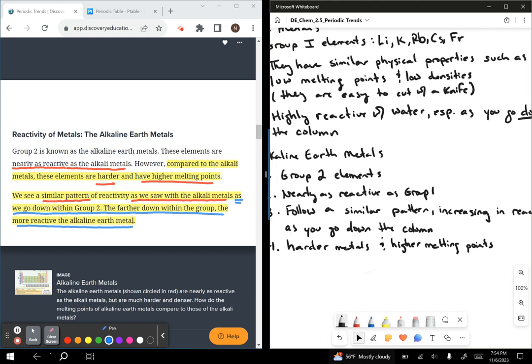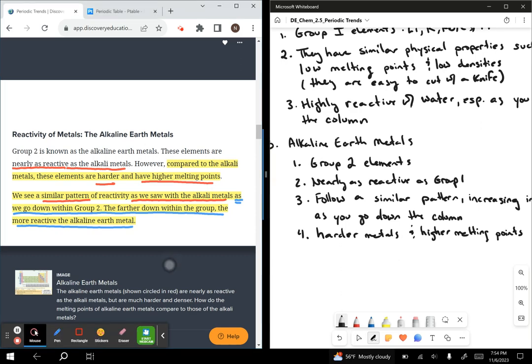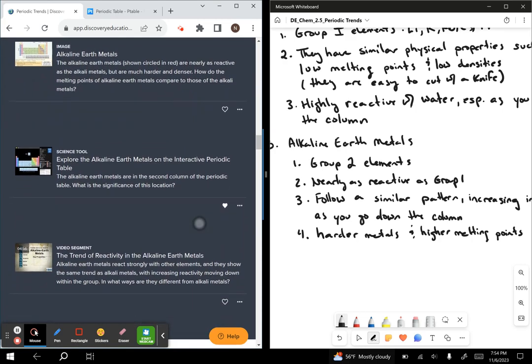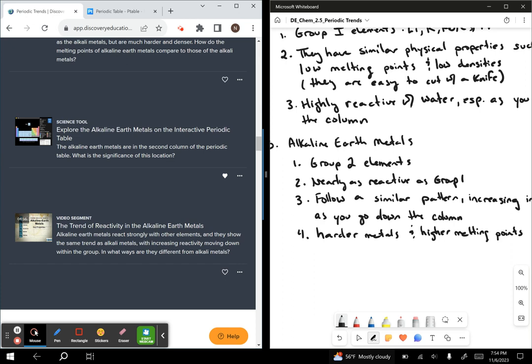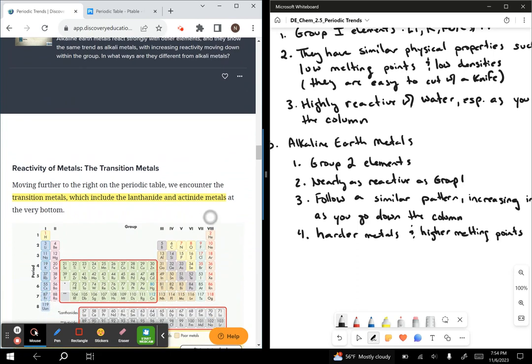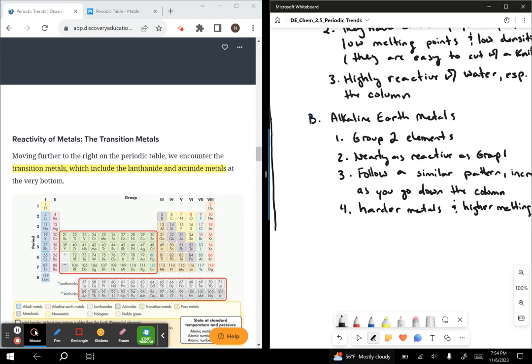Okay, and let's see here. You can see that we have some images, we have some science tools, the trends of reactivity in the alkaline earth metals, about a 5-minute video there. And now we're going to move into the transition metals. So let's take a look at that. Draw our line here. This is letter C. Transition metals, also known by the American naming convention as the Group B elements.